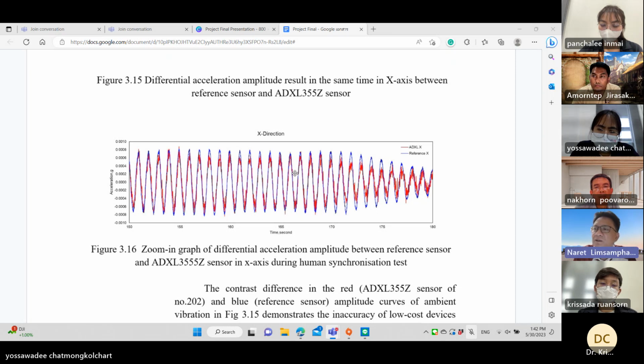Let's say the true one is 0.1 G, and then I use this device to detect that maximum. Maybe I'm going to get 0.08 or maybe 0.12. I think it is information that should be addressed, since it's straightforward if we want to compare the accuracy.